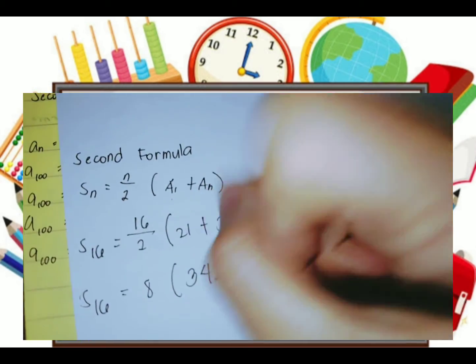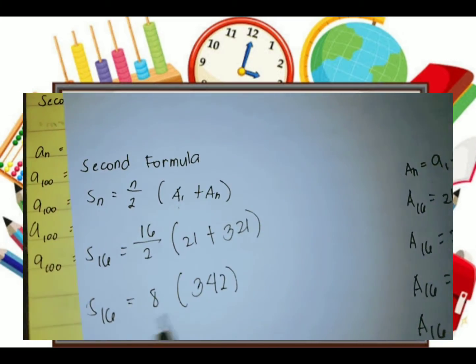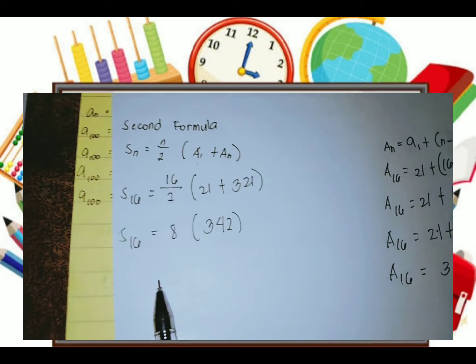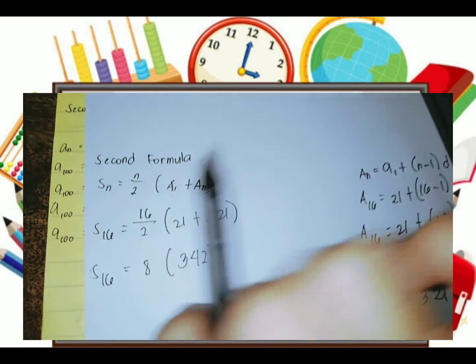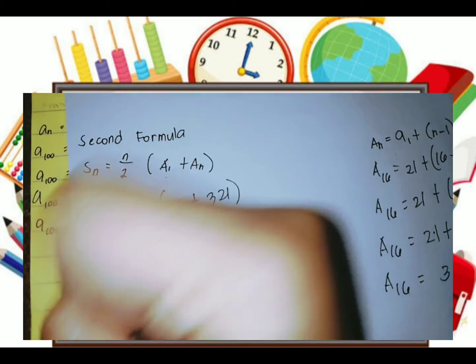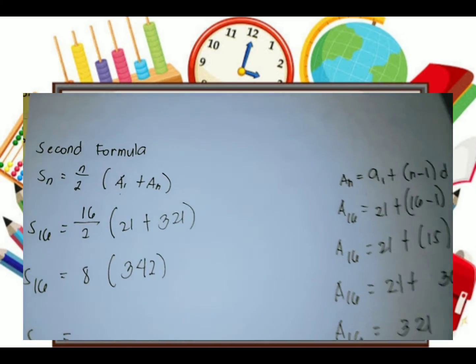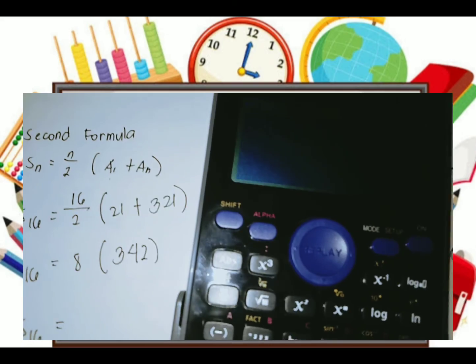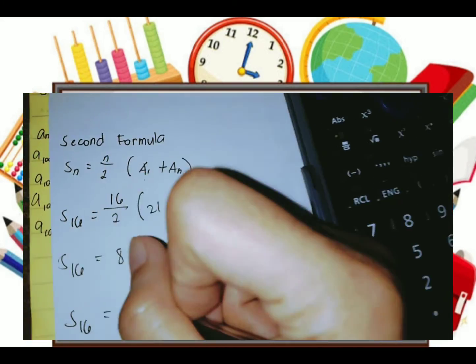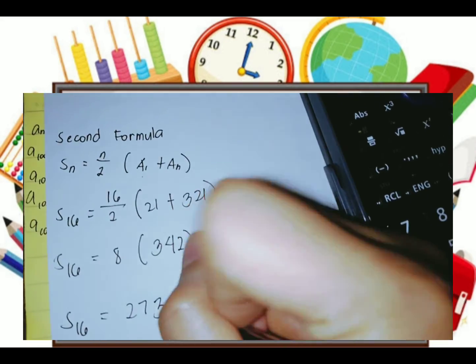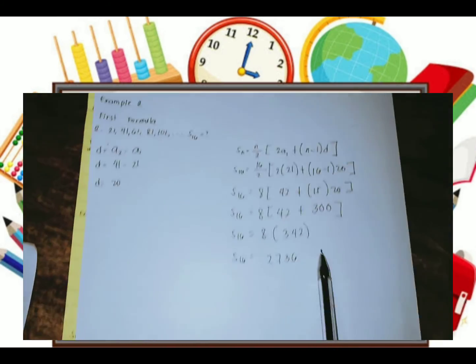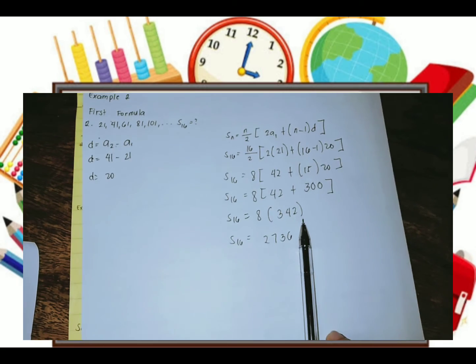Now we are going to multiply the 8 by 342 to find out the sum of the 16 terms by using our second formula. So S sub 16 is equal to 8 times 342, which is equal to 2,736. So it is the same answer as when using our first formula.